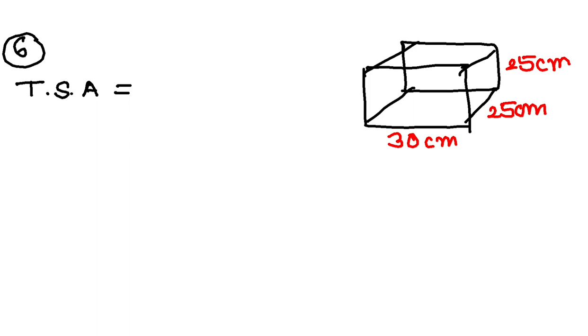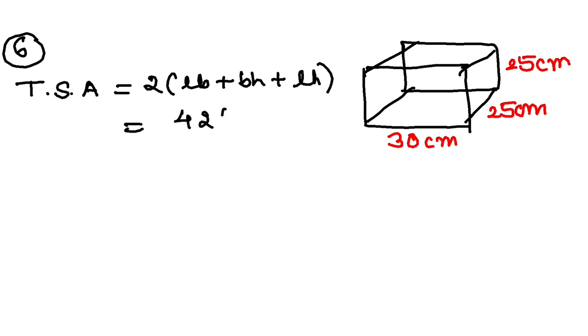So TSA, obviously we know the formula, 2 into (LB plus BH plus LH). So I'll put all the values and calculate. Obviously I'll get 4250 centimeter square. This part you can do. Now the question has another part.